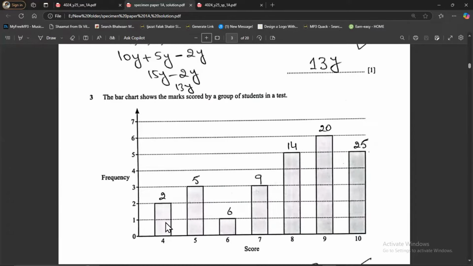13. So where is 13? It has 1 and 2. This has 3, 4, 5. It has 6. It has 7, 8, and 9. This has 10, 11, 12, 13, and 14. So 13 number is here.